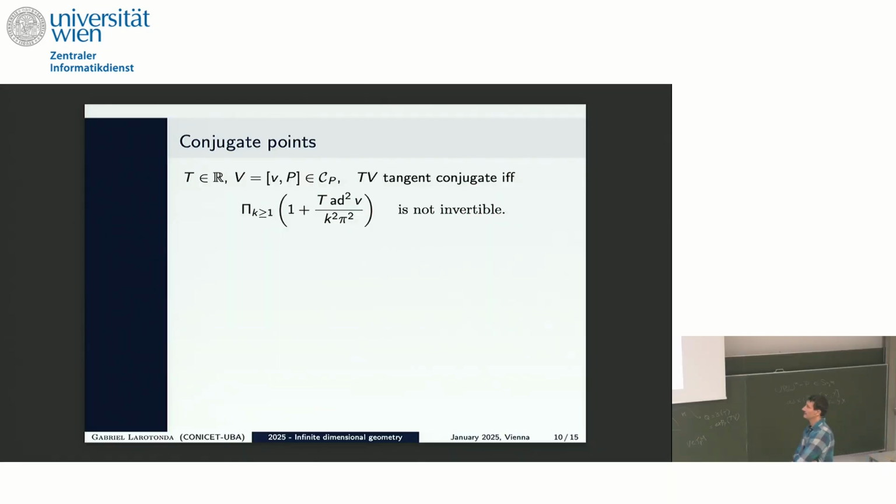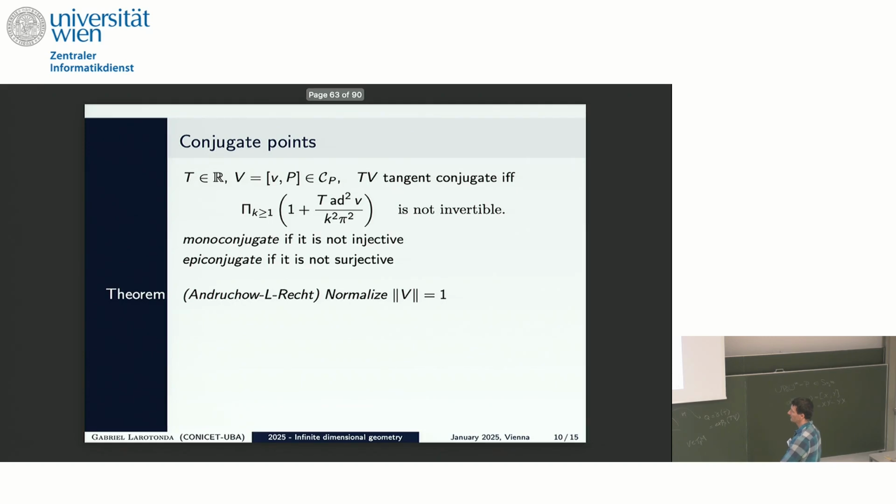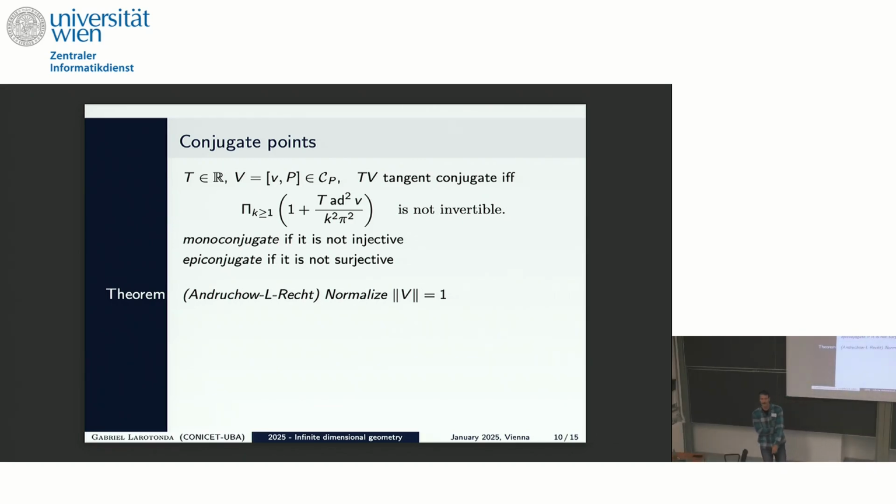Now, if we go back to the definition, you have to check when this is not invertible. We have the two kinds of problems, monoconjugate points and epiconjugate points. And this is some joint work with Andrew Chow and Recht. We assume a normalization here. The norm is the spectral norm. So V has eigenvalues or singular values less than or equal to 1. And in fact, 1 should be an eigenvalue because V is compact.